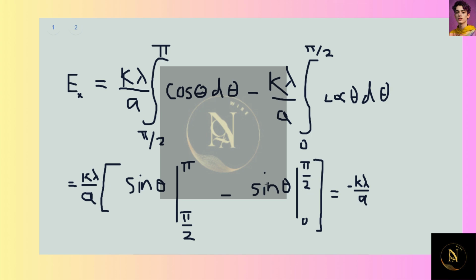And what about this pi over 2 to 0 sine theta? Like I said before, sine of pi over 2 is going to be 1. And sine of 0 is the same as sine of pi, also 0. So if we subtract 1, then we should just see another contribution of minus k lambda over a. So we just have minus 2k lambda over a as our complete x electric field contribution.